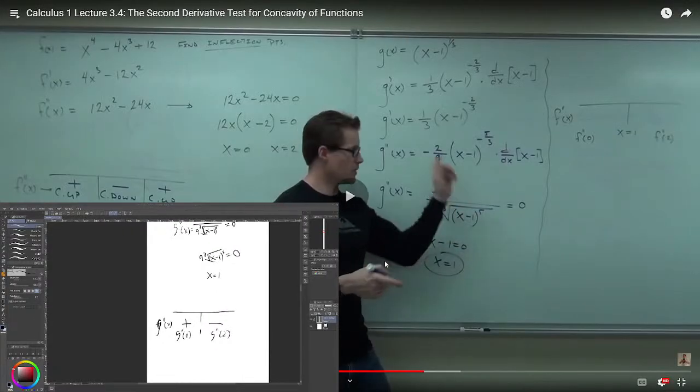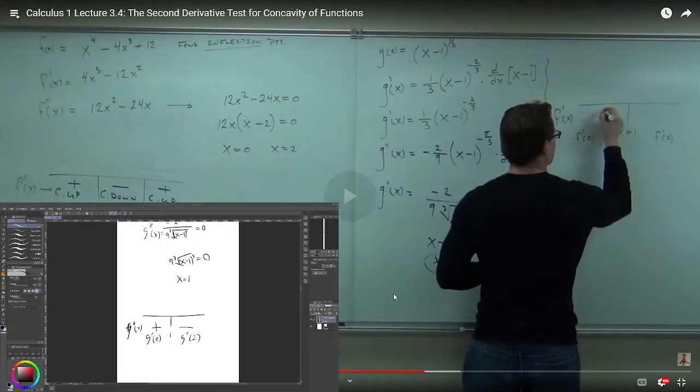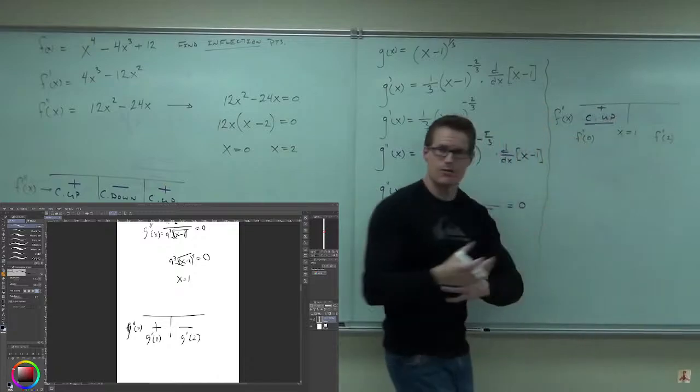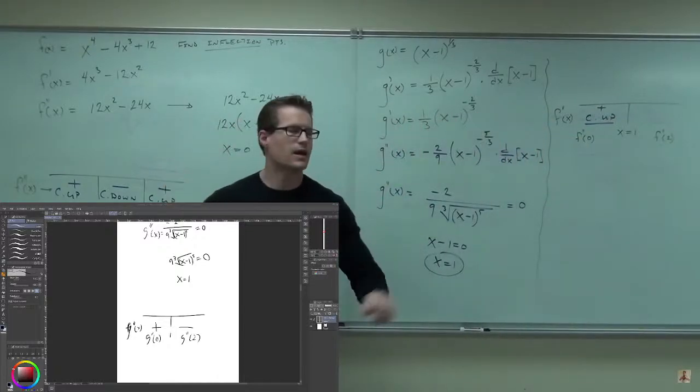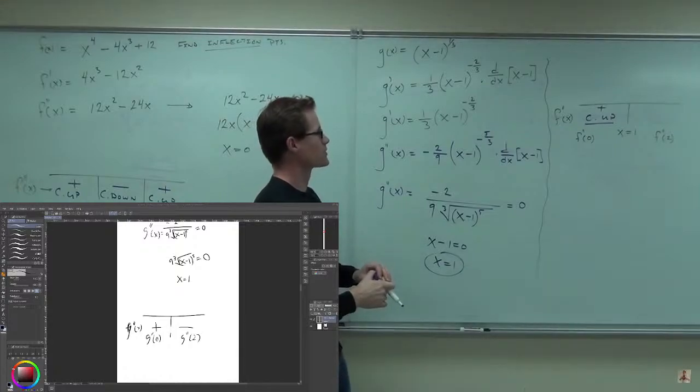Positive. The other one would be 2, and that's positive the whole time. Oh. So it's positive. Interesting. That's concave up. That's the shape of that. Now let's do the second one.